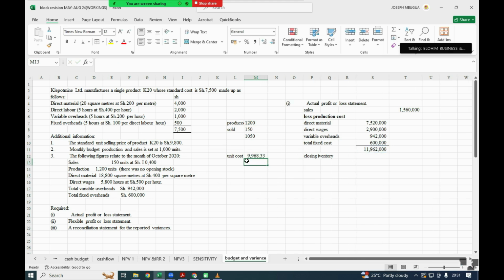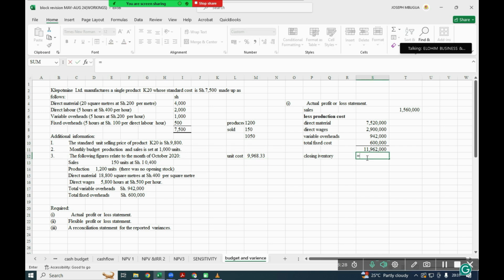It means one particular unit was costing 99.68. Yeah, one unit that we produced was valued at this. What about this value? So 99.68 by 1,050, the ones that remained. It means out of the units that we produced, 10,466,750 was a part of the closing inventory. This was part of the closing inventory.